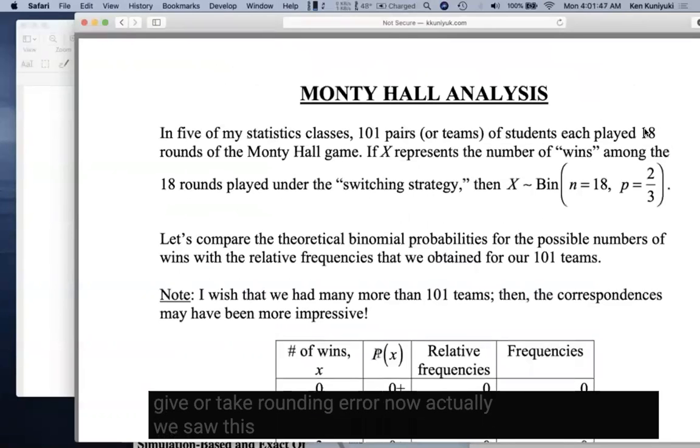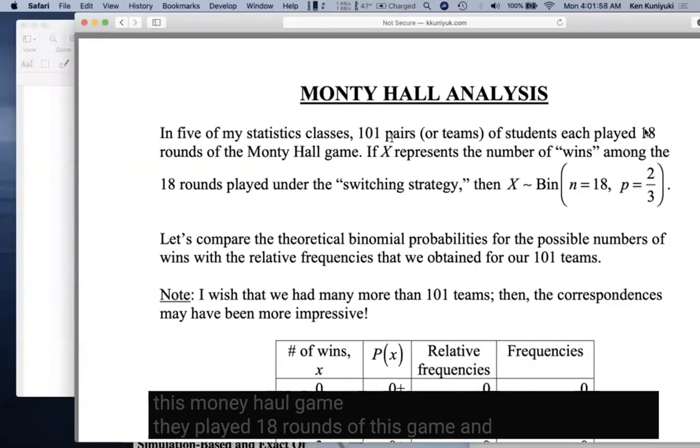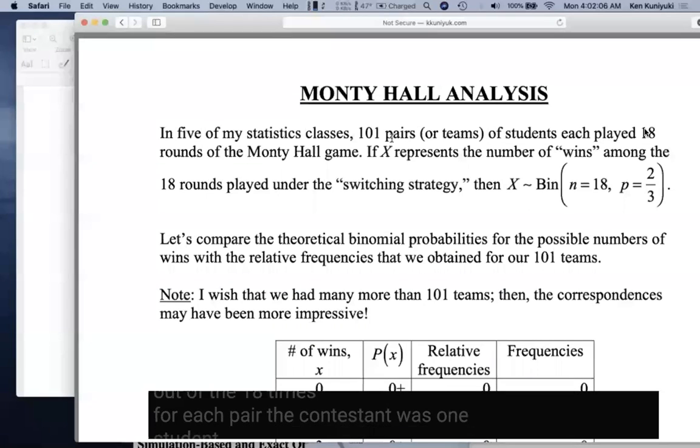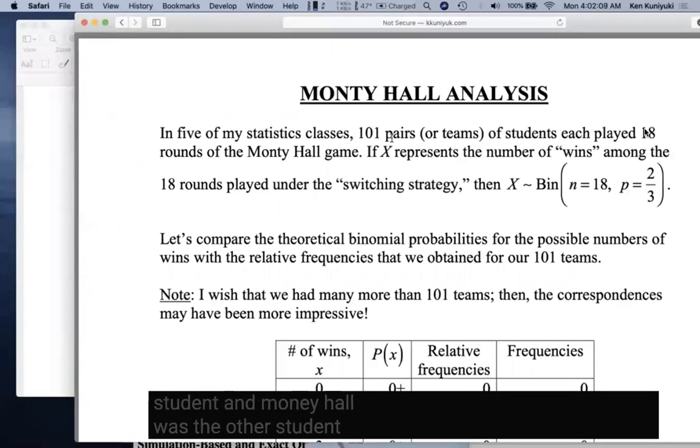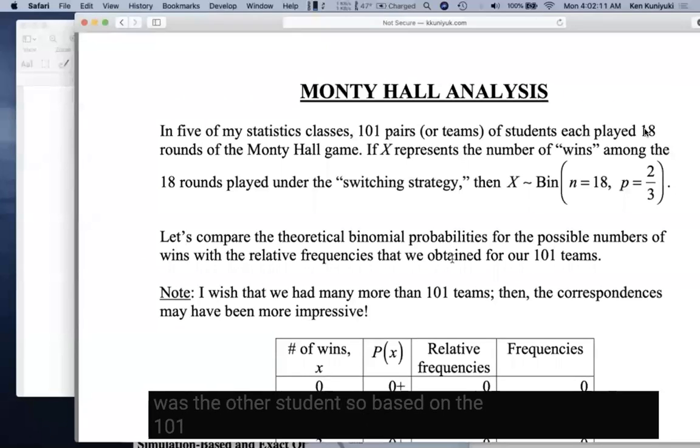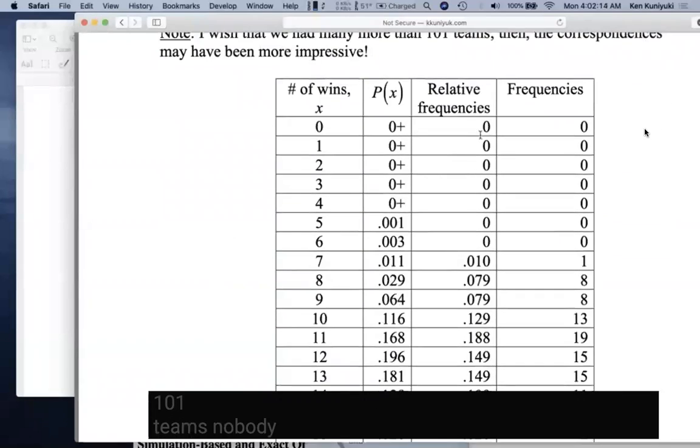Now, actually, we saw this in practice, at least I did. In 5 of my statistics classes, 101 pairs or teams of students played this Monty Hall game. They played 18 rounds of this game, and they recorded the number of times that the student contestant won the car out of the 18 times. For each pair, the contestant was one student and Monty Hall was the other student. So, based on the 101 teams, no team saw 6 or fewer wins for the car. Nobody saw 6 or fewer wins in this switching strategy.